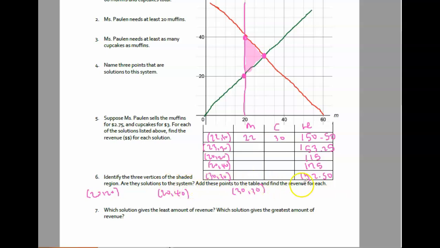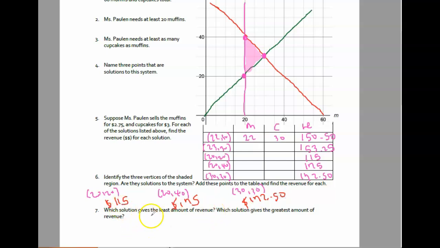And plug these points into the table and find the revenue for each. Sure. When you have 20 cupcakes, 20 muffins, it was $115 revenue. 20 muffins, 40 cupcakes, revenue was 175. 30 cupcakes, 30 muffins, revenue was 172.50.